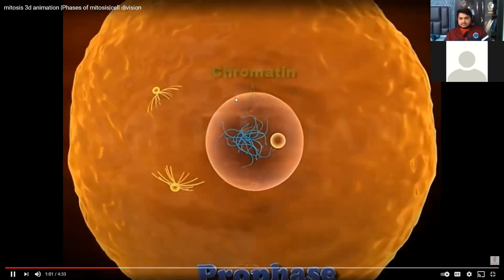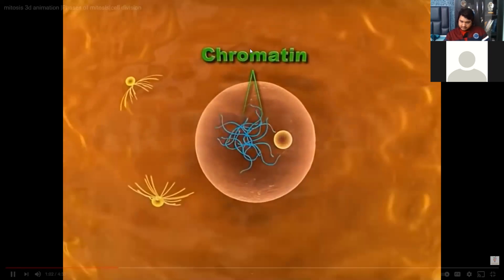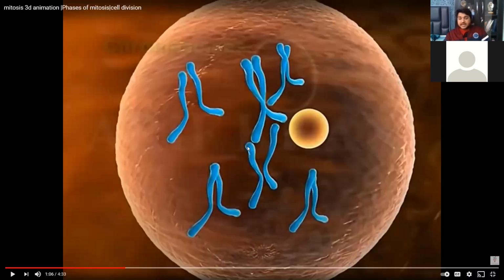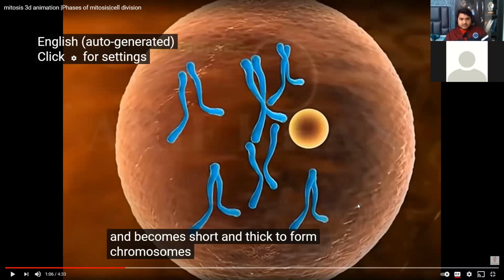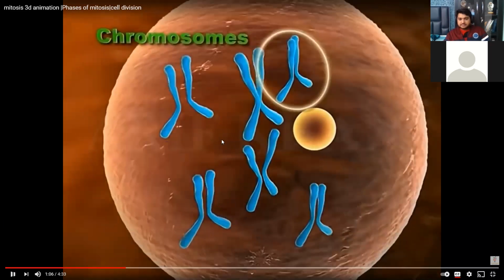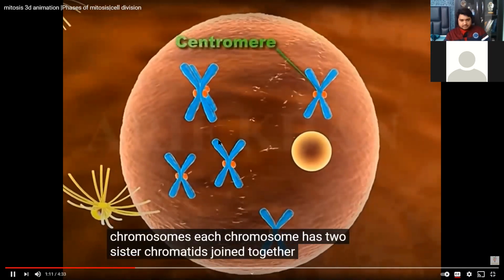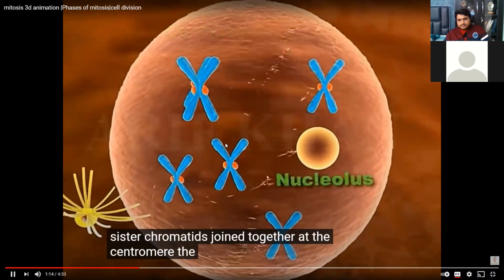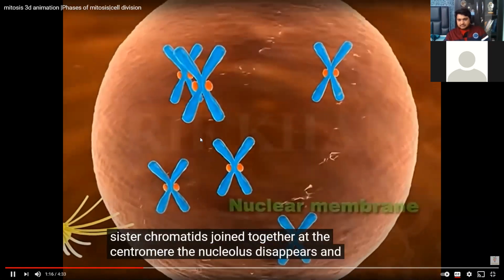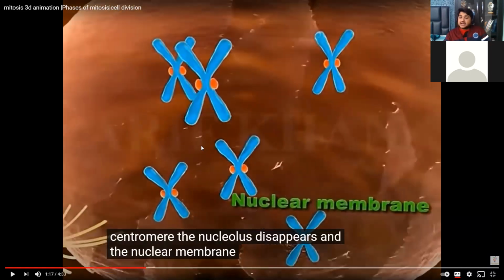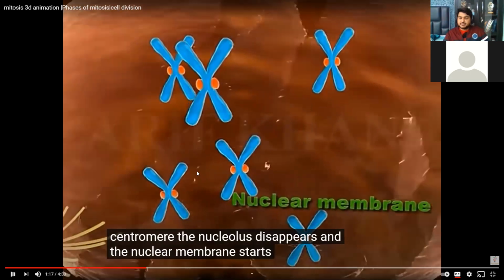During prophase, the chromatin condenses and becomes short and thick to form chromosomes. Have you listened to what she said? They are condensing and forming the chromosome. Each chromosome has two sister chromatids joined together at the centromere. The nucleolus disappears and the nuclear membrane starts to break down. Inside the nucleus there is a very dense structure, which is the nucleolus. So the nucleolus and nuclear membrane disappear.